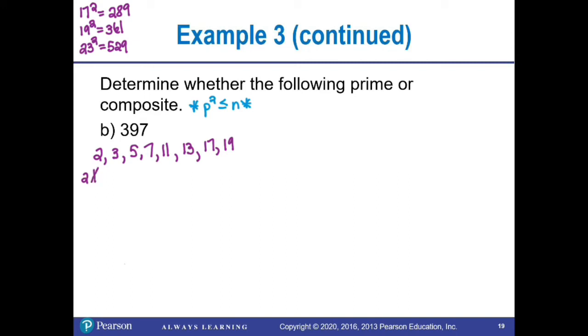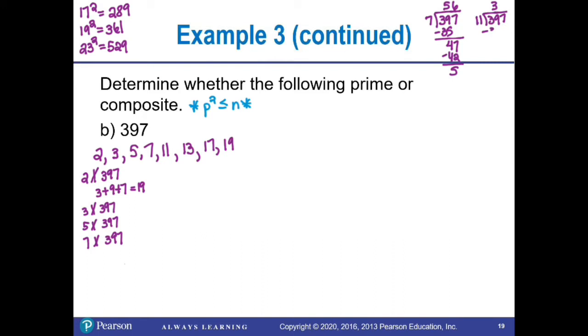2 does not divide 397 because 397 is not even. Add your digits. 3 plus 9 plus 7 is 19. 3 does not divide 19, so 3 does not divide 397. 397 does not end in 5 or 0, so 5 does not divide 397. I don't have a quick test for 7, so I'll divide 7 into 397. Notice there's a remainder, so 7 does not divide 397.